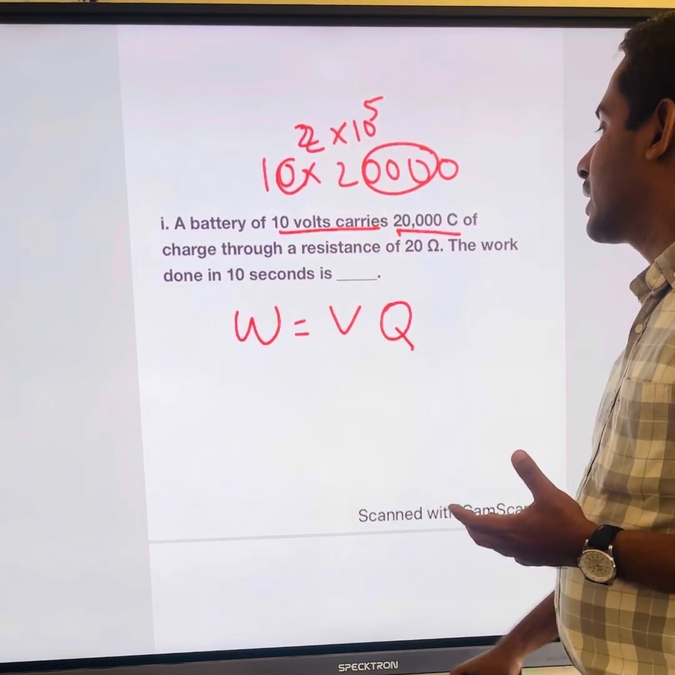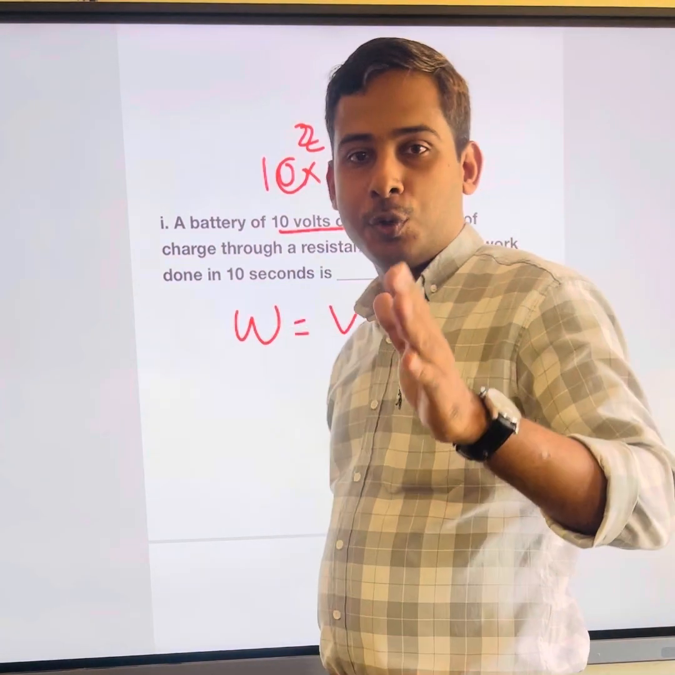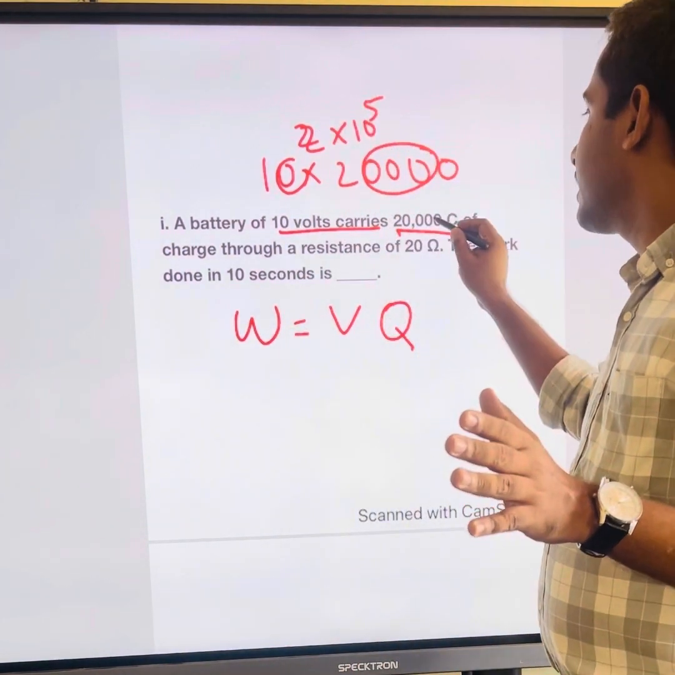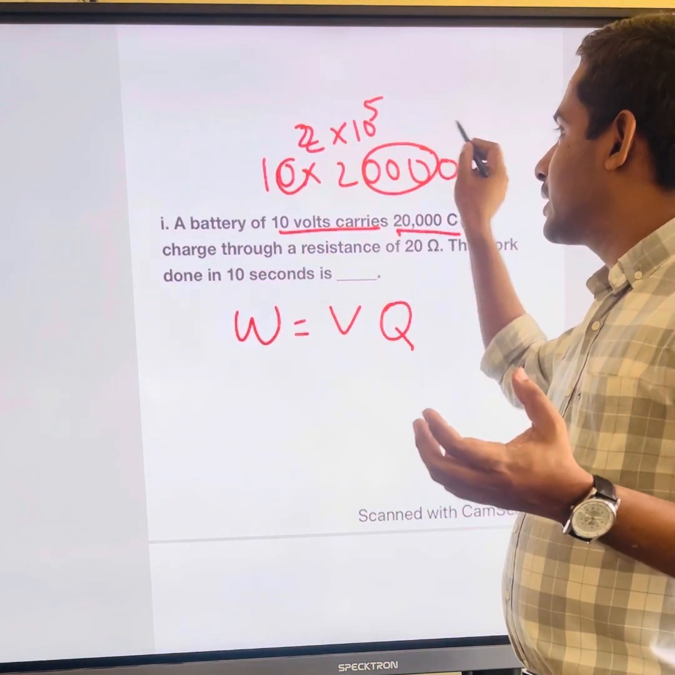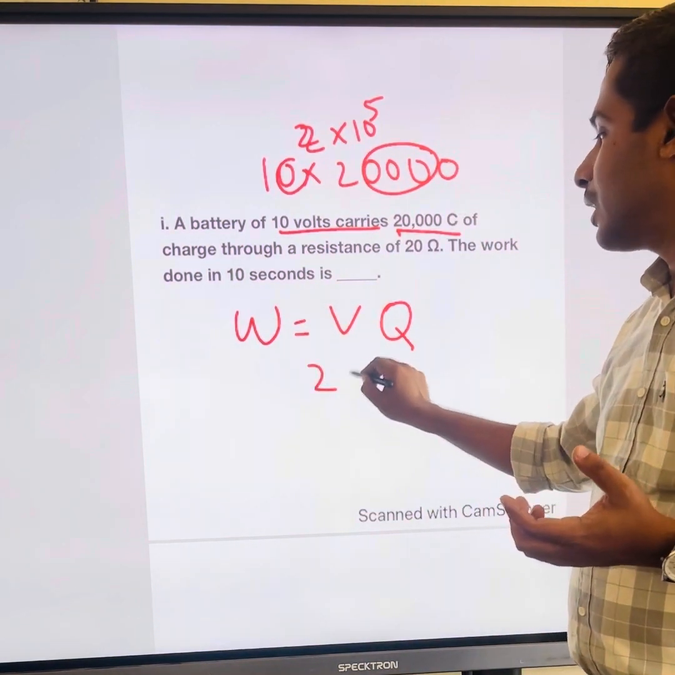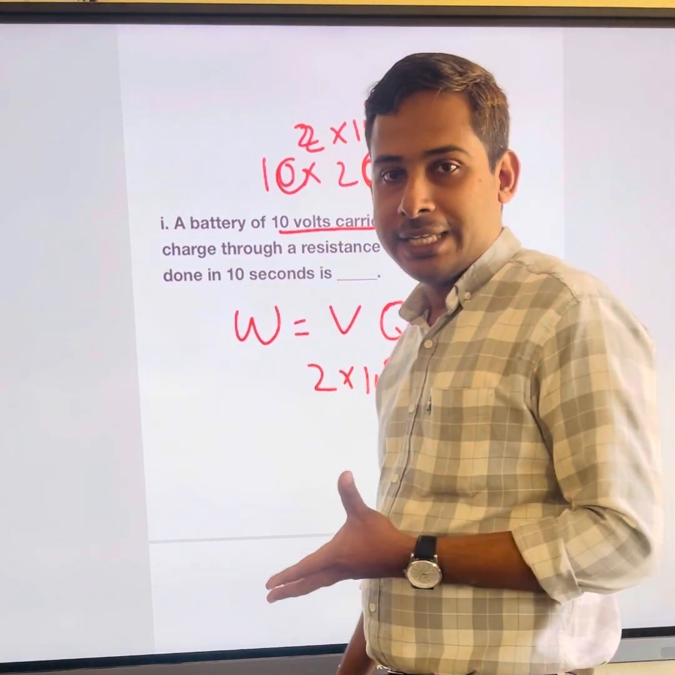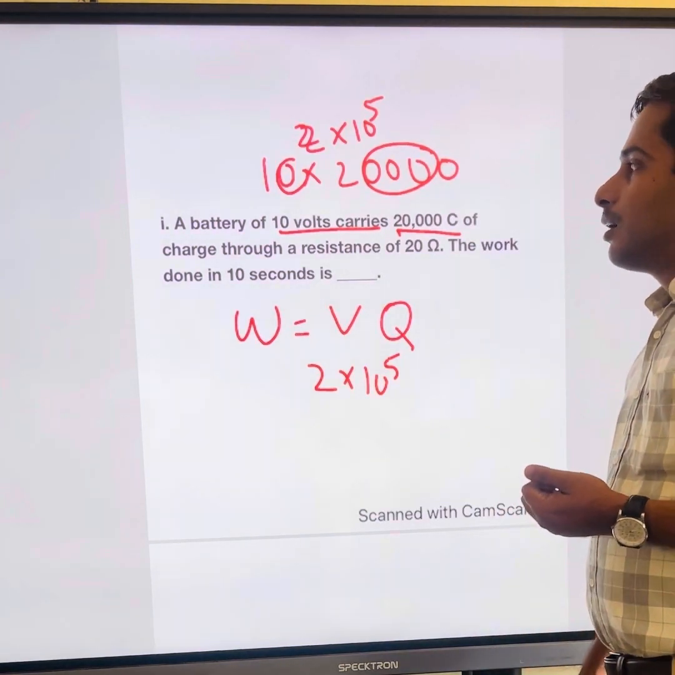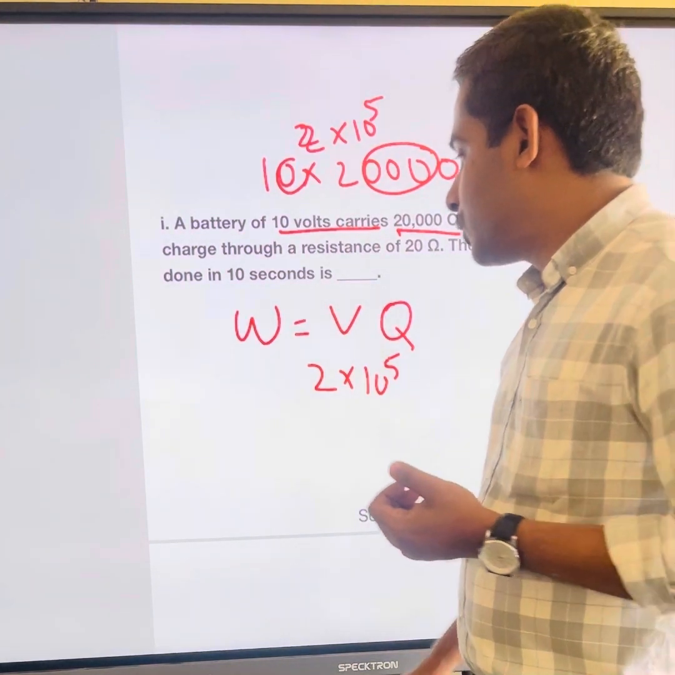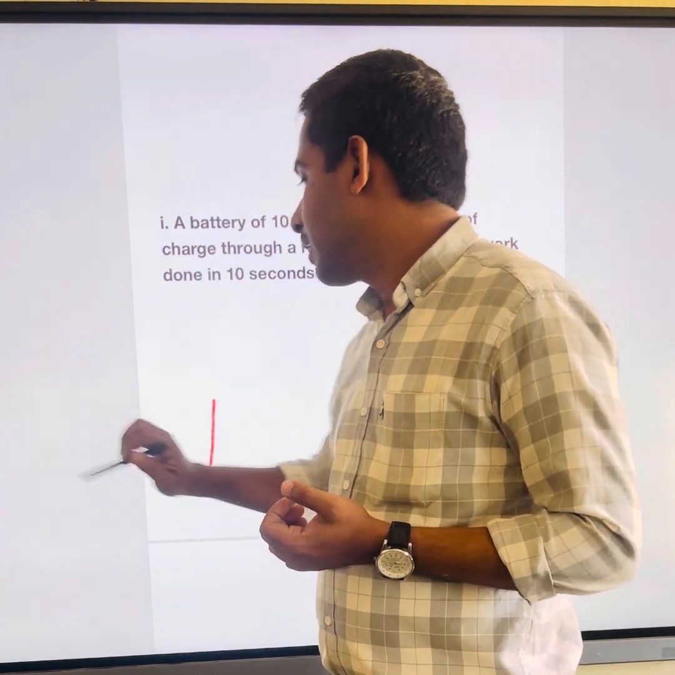Okay, so the work done, that is equation V into Q. They said voltage 10 volt, they said charge 20,000. So you have to just multiply. Answer will come 2 into 10 raised to 5. Very easy question. Got it? Then I am moving to the next question. Please listen and note down.